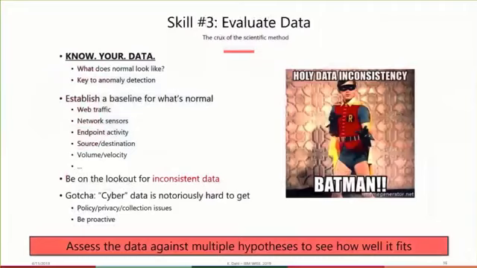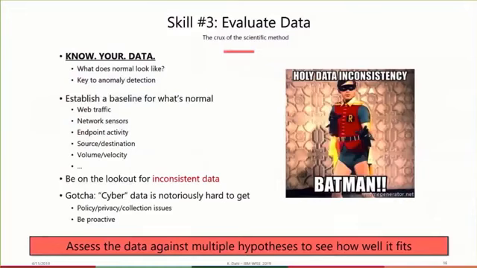So we've identified our assumptions, we've evaluated alternative explanations. Now we get to evaluate our data. This is one of my favorite skills. This is the crux of the scientific method. Assess the data against multiple hypotheses to see how well it fits. If you've got a favorite hypothesis but the data doesn't fit, then you unfortunately have to let go of that hypothesis.